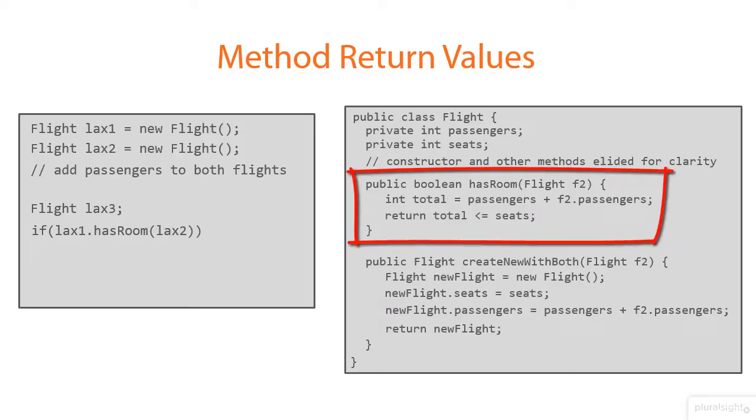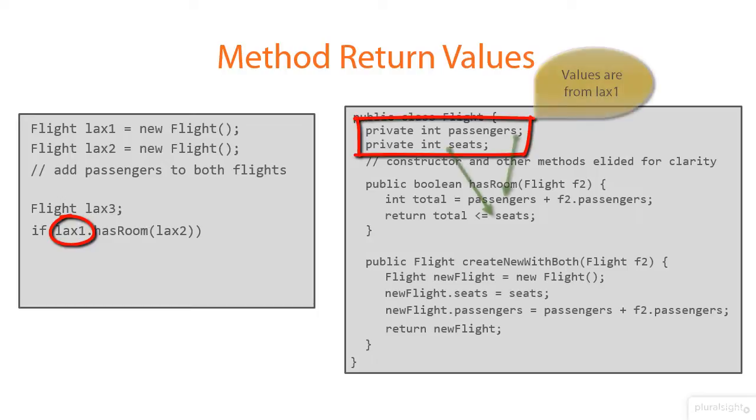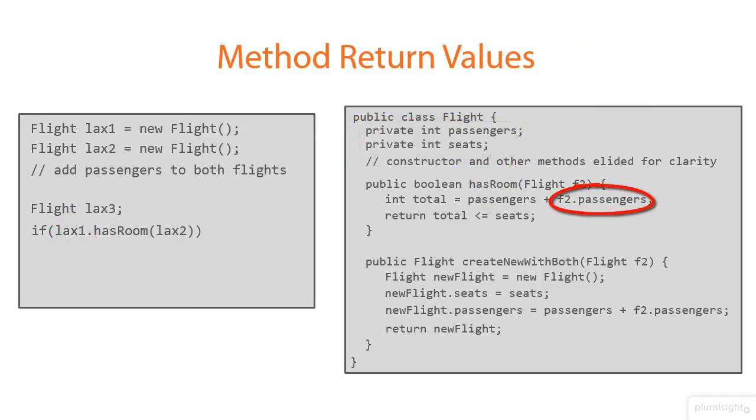When we get into the hasRoom method, because we called hasRoom against the lax1 flight instance, anywhere we refer to the class member variables passengers and seats where they're unqualified, that means we're referring to the values that are currently in lax1. When we refer to passengers using the f2 reference, that's actually lax2's passengers because that's the one we passed into the parameter. So when we run this method, it basically adds those together, and then if there's room, it'll return back true. If there's not, it'll return back false.